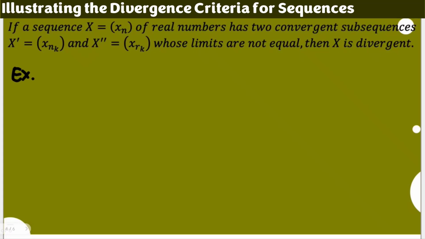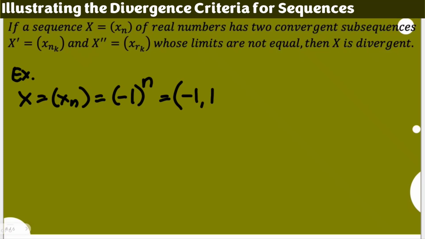Let's say our sequence x sub n is the sequence -1 raised to the power of n. Using the natural numbers, when n is 1, you have -1. When n is 2, it is positive 1. When n is 3, it is -1. When n is 4, it is positive 1. -1, positive 1, so on and so forth. This is an alternating sequence of -1 and 1s.